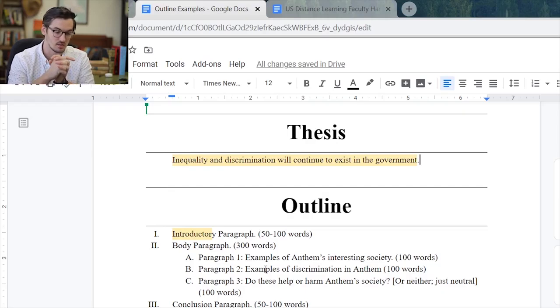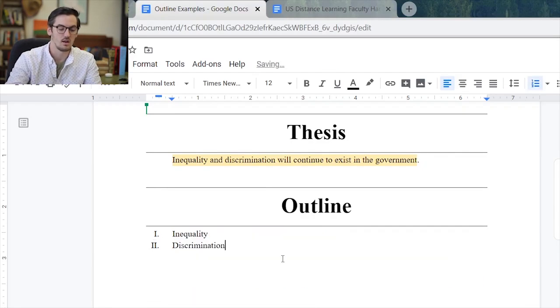If we look at the student's thesis, there's inequality and discrimination as the 2 points that he's going to be talking about. So we want to use our thesis to predict our outline, which means our 2 main points in this case would be inequality and discrimination. So let's fix this. Now, there's a few things you need to understand about outlines.